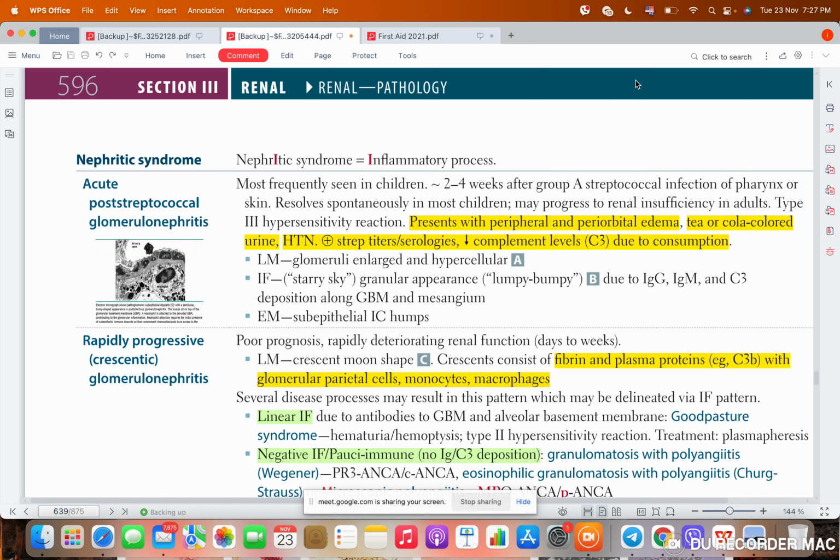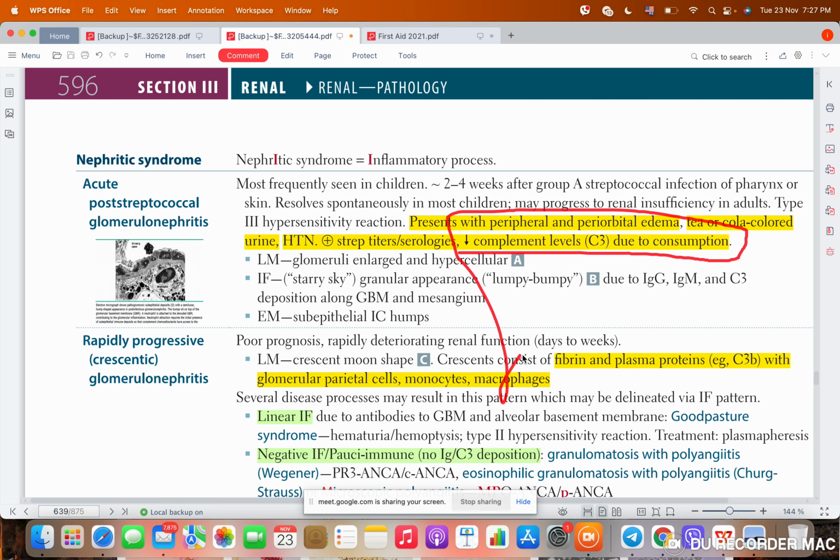So what will happen to your complement level? It will go down. Your complement will be consumed to make immune complexes. If you are making so many immune complexes, your complement level will go down, because you are consuming them. Okay, so they write decreased complement level due to consumption. To make what? Immune complex.